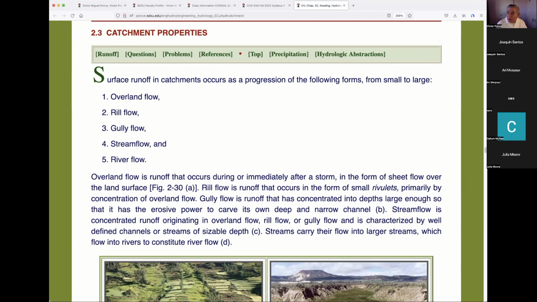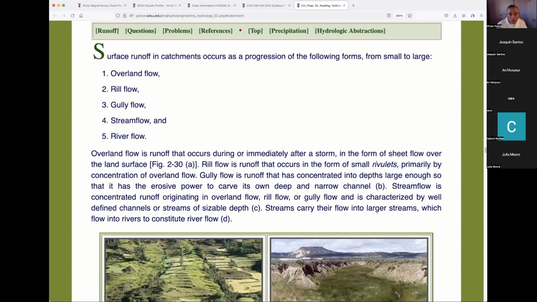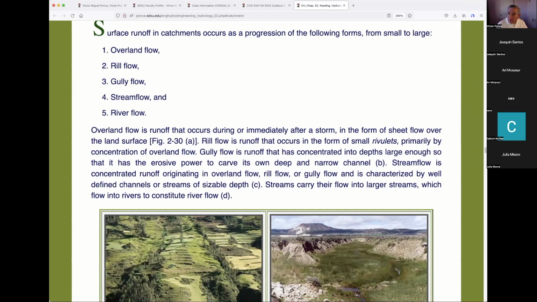So what kind of surface runoff is there? How many types of surface runoff are there? Well, overland flow is the first one, the beginning of it. Then rill flow, gully flow, stream flow, and river flow. By the time we get into river, we're in the large rivers. And as you know very well, the Amazon River is the largest river in the world, which has about one-sixth or one-fifth of the entire amount of discharge of all the basins in the world.